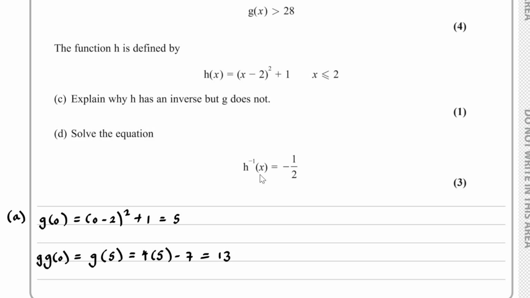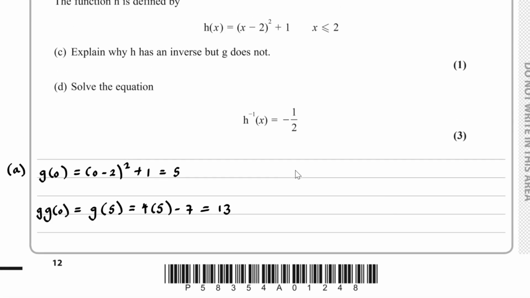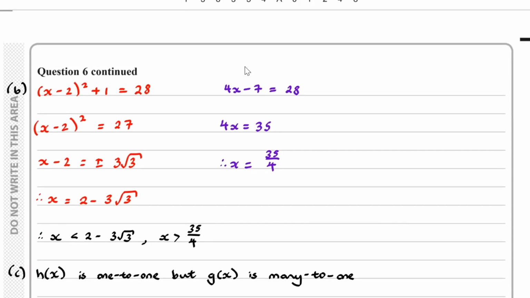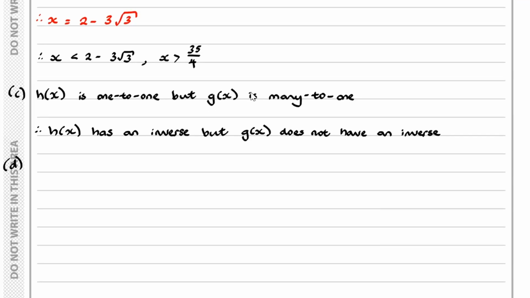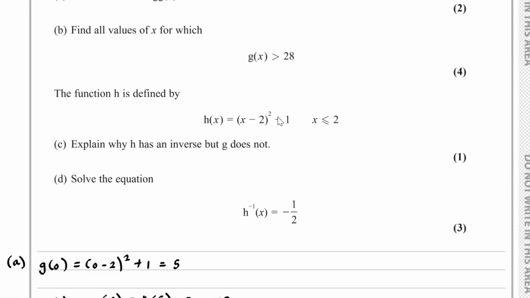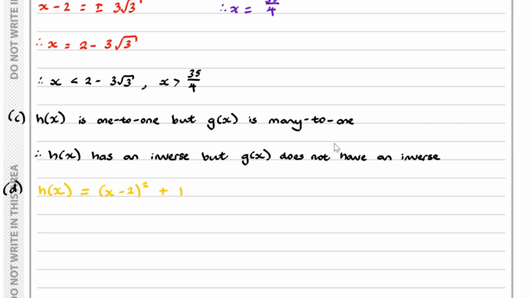And now for part D of the question, we have to solve the equation the inverse of h equals minus a half. Now for this, of course, we know what h(x) is. We need to now find the inverse of that. So if we write these steps down in a different colour, we begin with h(x), which is equal to (x - 2)² + 1, and remember we are restricted with this domain x is less than or equal to minus 2.